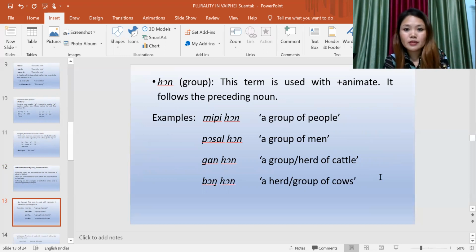Mipi hon. Mipi is people. Hon is group. Mipi hon means a group of people. Pasal hon. Pasal is man. Hon is group. Pasal hon, a group of men. Likewise, gan hon, a group or herd of cattle. Bong hon, a herd or group of cows.